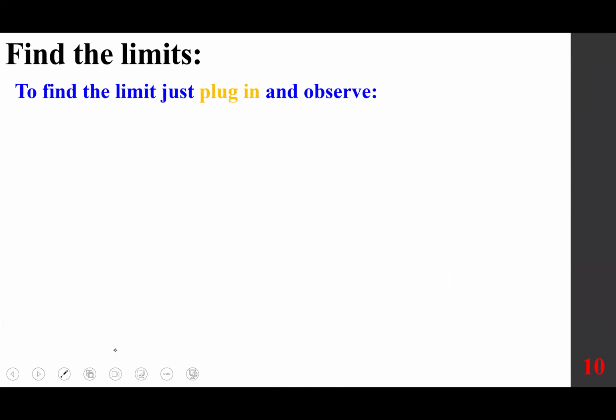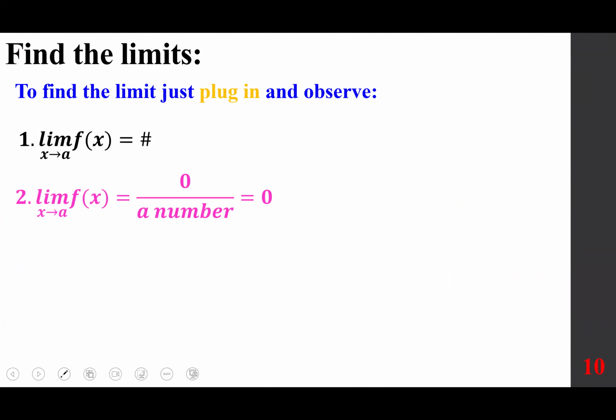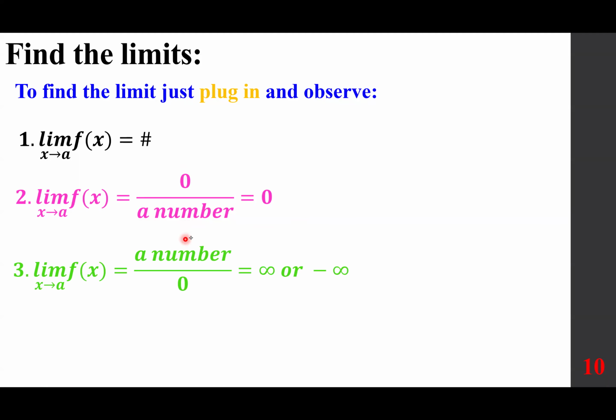All right. How do we find limits? We plug in. If it gives us a number, we're done. If it gives us 0 over a number, we are assuming, of course, that the bottom is something other than 0. If it's a number over 0, we have to figure out if it's infinity or negative infinity. And here's the reason.